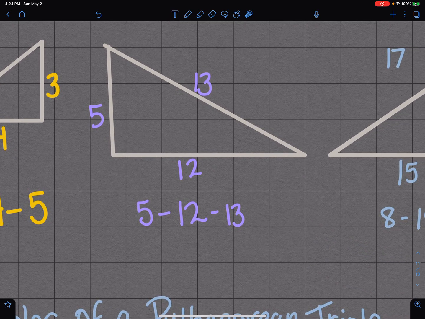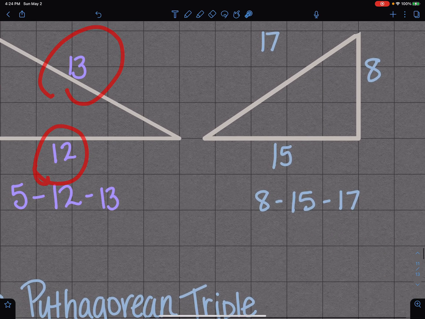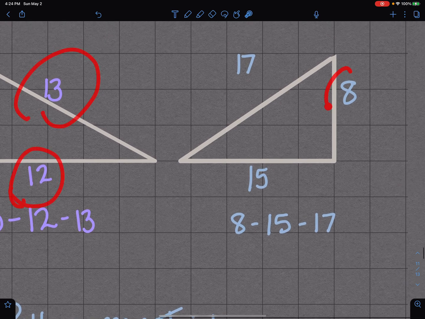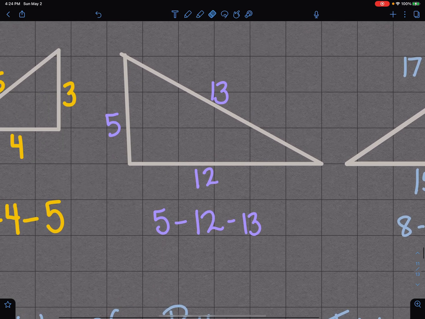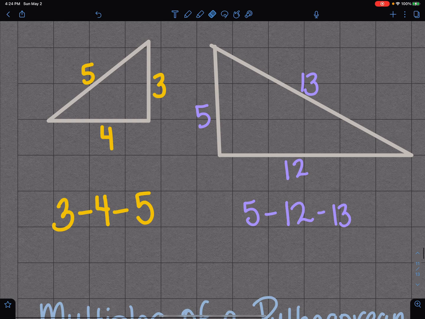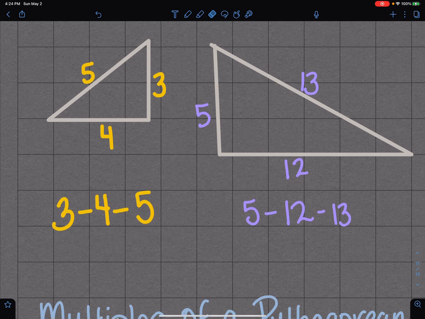Okay, so if you have a 5 and a 12, you're going to get a 13 here. Okay? And if you have an 8 and a 15, you're going to get a 17 here every time. So this is the 8, 15, 17 triangle. This is 5, 12, 13. And this is 3, 4, 5.